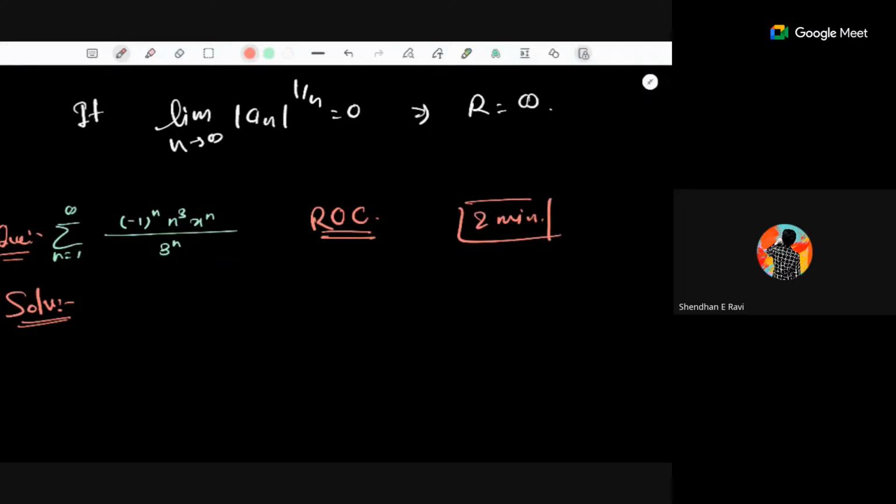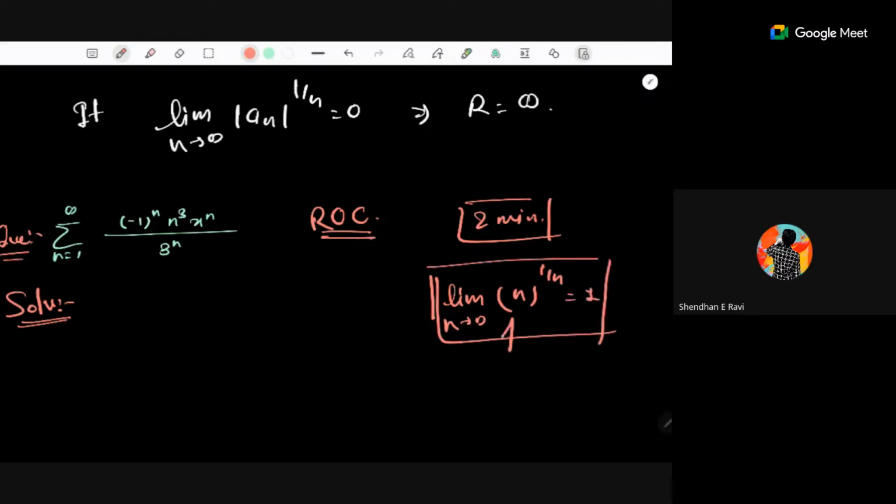So here you might need the limit: the limit as n goes to infinity of n to the power 1 by n is actually equal to 1. Okay. So this limit you can prove by L'Hospital's rule. If you use L'Hospital's rule and a little bit of log function, then I think you need this limit to answer this question. Okay.